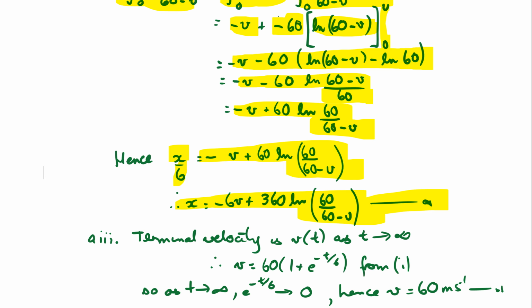Now for terminal velocity, we simply remember that terminal velocity is the expression for v as a function of t as t tends to infinity. So from part 1, where we had our expression for v, then if I put t heading to infinity, the exponential term heads towards 0, so the terminal velocity is 60 meters per second.